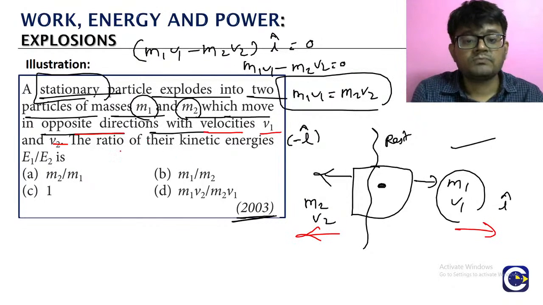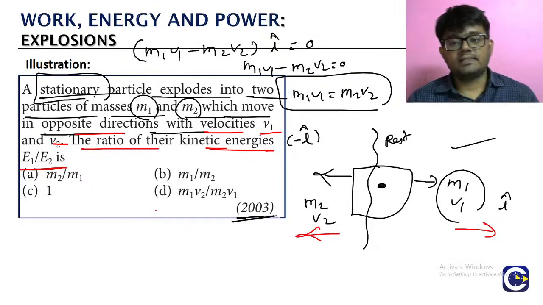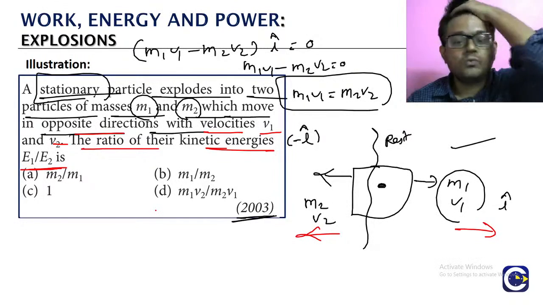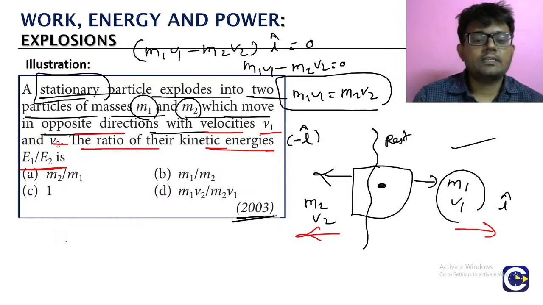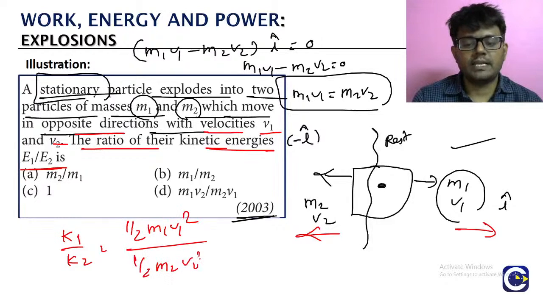Here, the ratio of kinetic energies of the particles. What should we calculate? We should calculate the kinetic energies of the particles or the ratio, K1 by K2. What is K1 by K2? Half m1 v1 square by half m2 v2 square. The half will cancel.